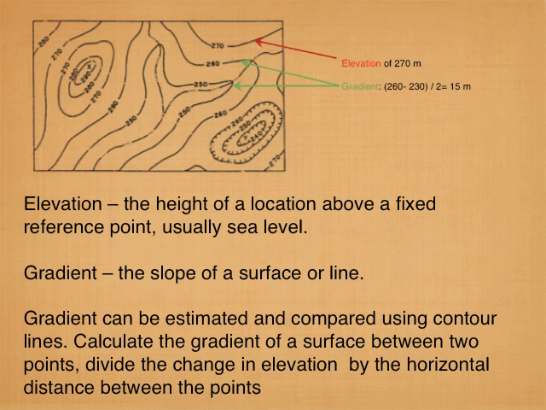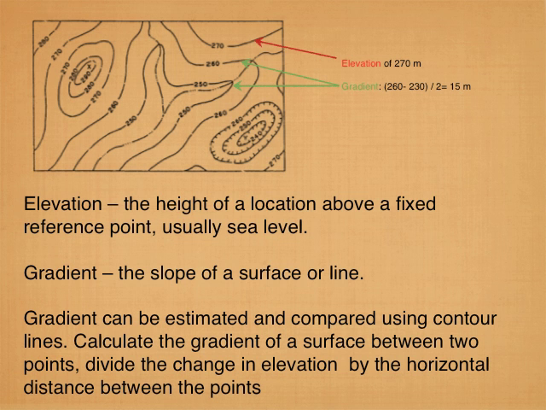Gradient, this was kind of confusing to some people. Gradient is the slope of a surface. So you can estimate or calculate by comparing two contour lines and then calculating the difference between those 2 points. And you would divide by 2 because that's how many reference points you're using usually, and that gives you the gradient in meters.